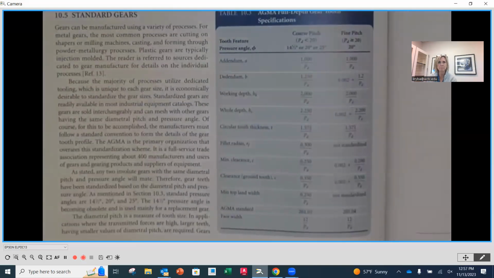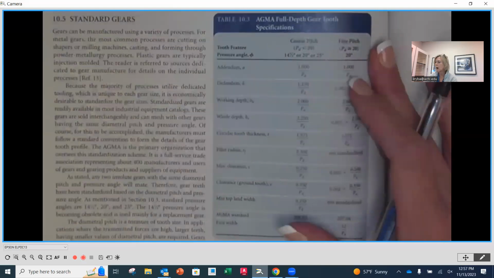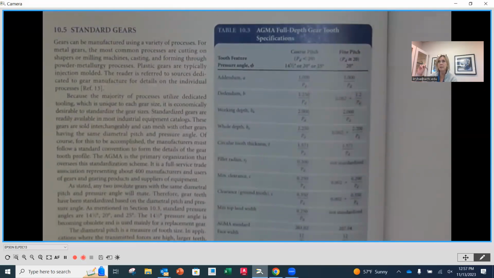PD, what's PD? Nope, not the pitch diameter, it's the diametral pitch. So all of these relationships depend on the diametral pitch, which is the size of the tooth. Okay, which is the size of the tooth.